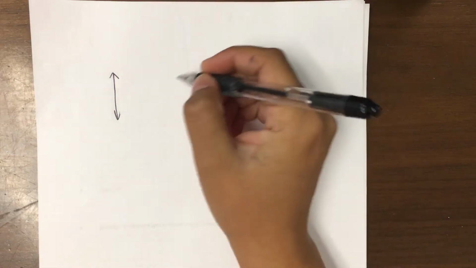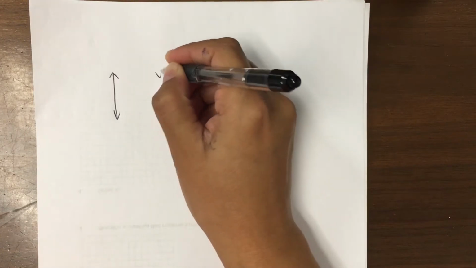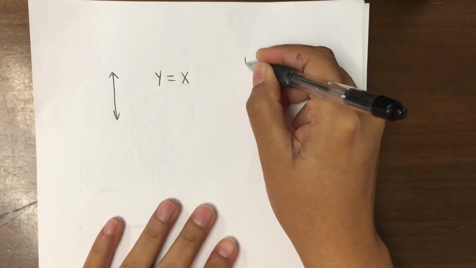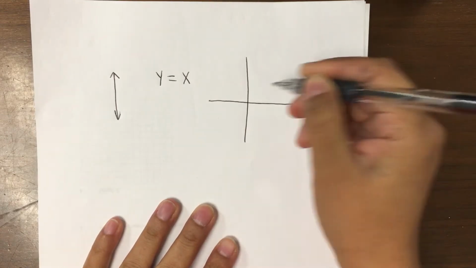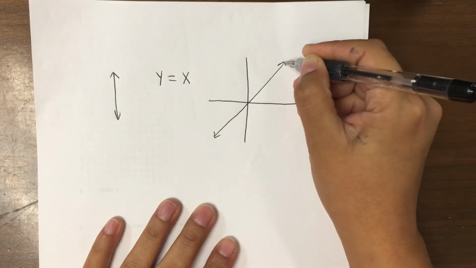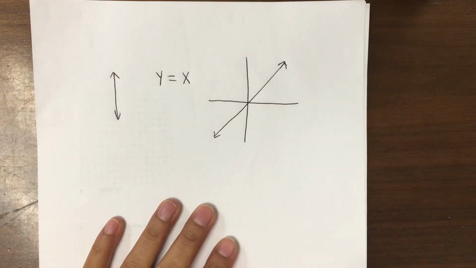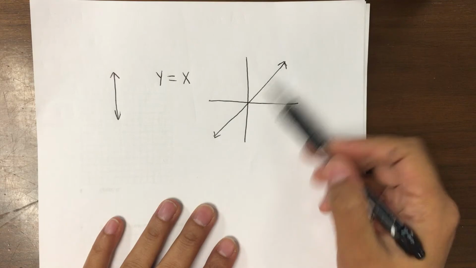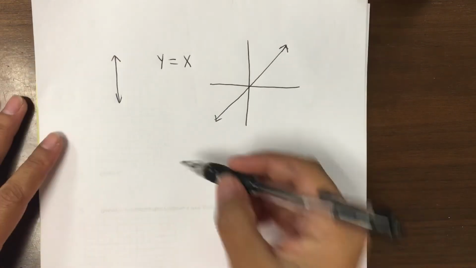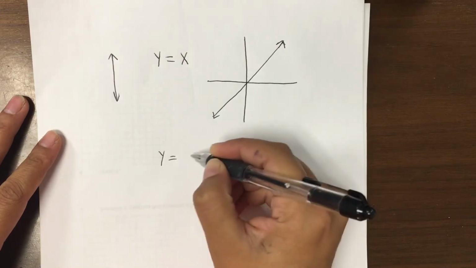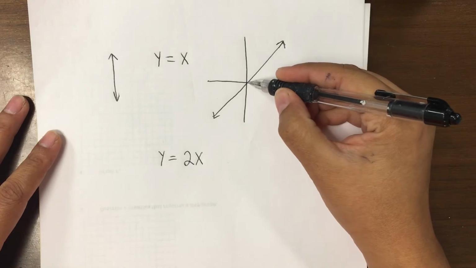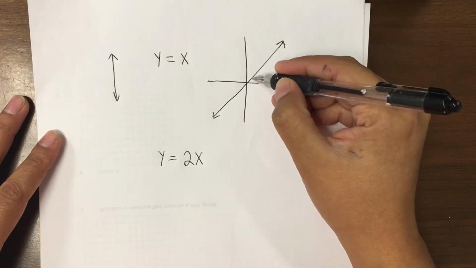But let's see. If we have y equals x, the graph that produces is a line. And you saw this in quarter one. So you just have a regular line. But then, if you have y equals 2x, that means that each point you're multiplying by 2.